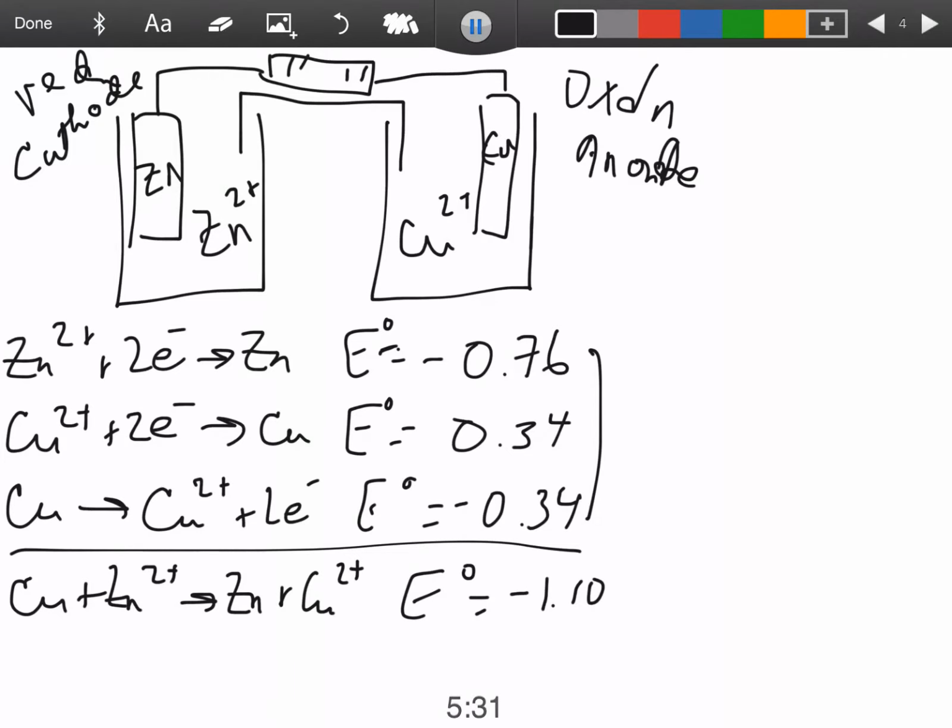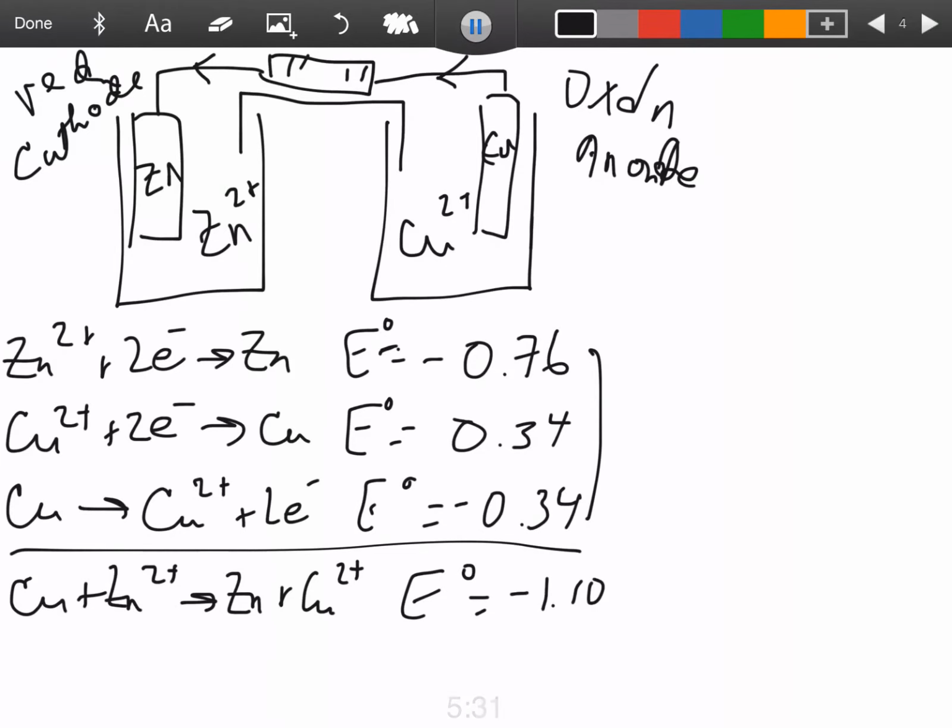Which way are the electrons flowing? We're saying that the zinc 2+ is going to gain electrons. So the zinc has to be gaining the electrons. So the electron flow is going from the cell on the right to the cell on the left. So electron movement is going from right to left, always from anode to cathode. That's the direction of the electrons.